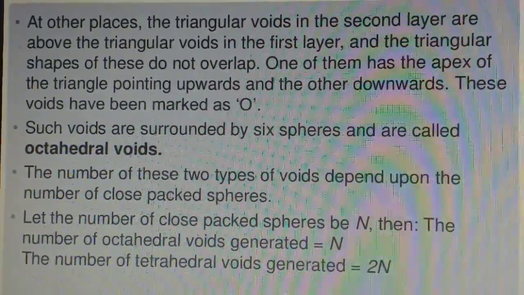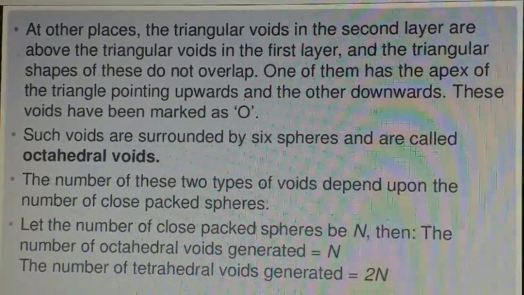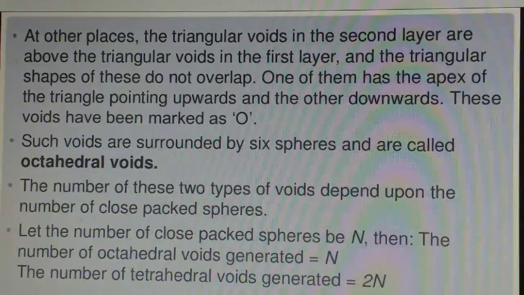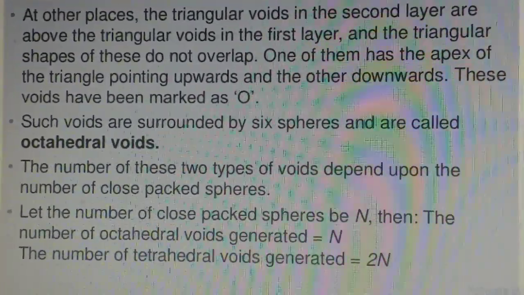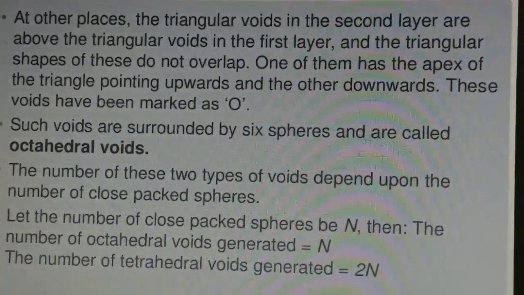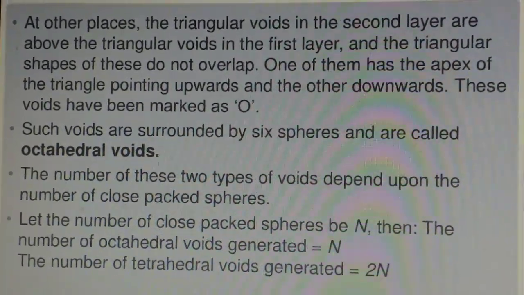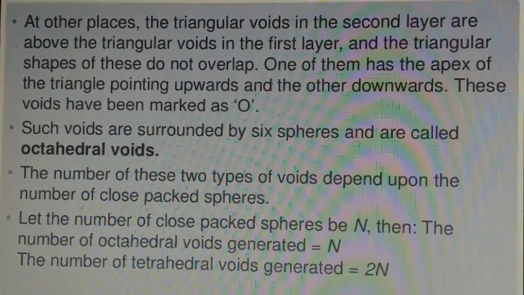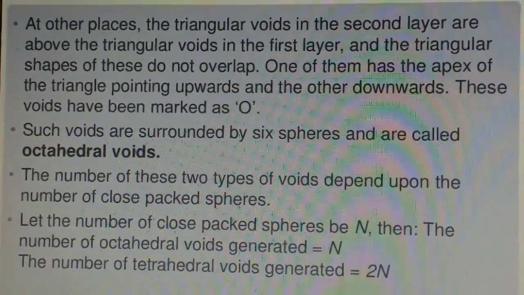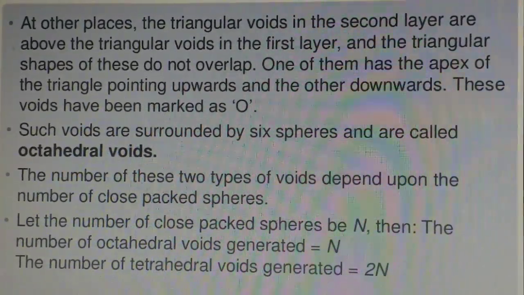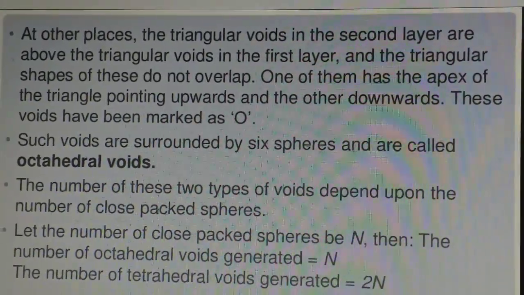And the number of these two types of voids depends upon the number of spheres in the close packed structure. In any close packed structure, if n spheres are there, the octahedral voids generated is n. 10 spheres means 10 octahedral voids. But the tetrahedral voids will be just double, 2n. Suppose 5 spheres are there, then 5 octahedral voids and 10 tetrahedral voids will be there.